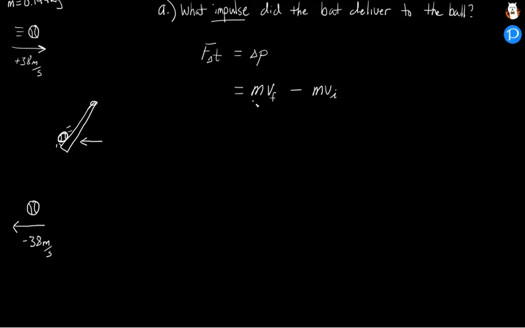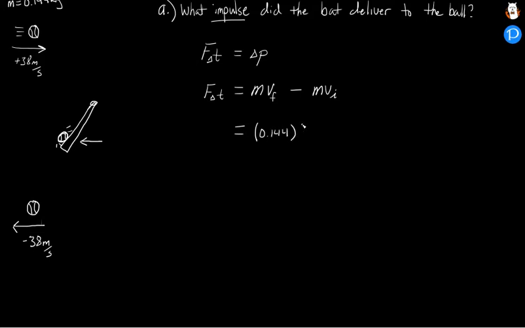Whatever momentum I had at the end minus whatever momentum I had at the start will give me the impulse that was delivered to the ball during that time. So if I plug in my numbers here, the mass of the ball is going to be the same in each case, because we're going to assume that the mass of the ball doesn't change when it's in contact with the bat, only the velocity does.